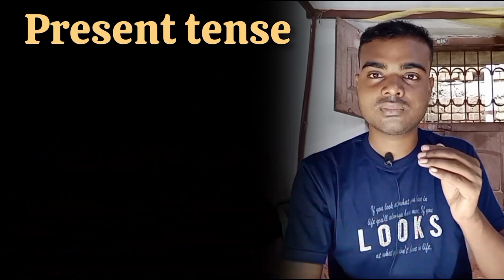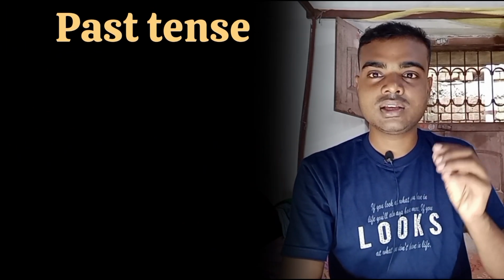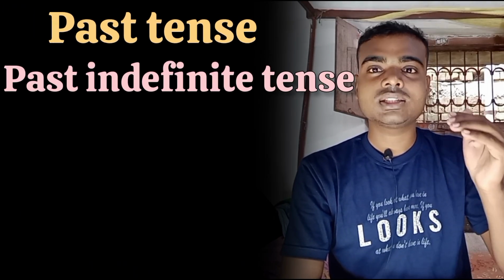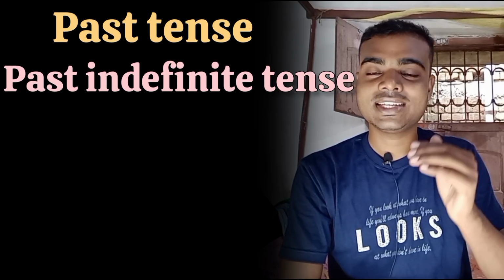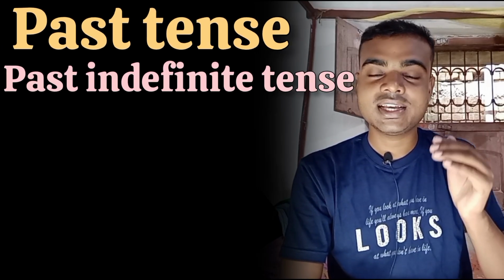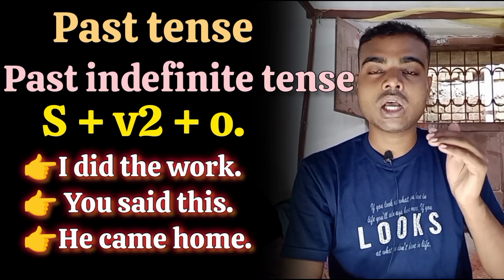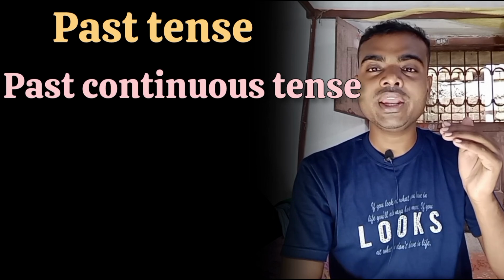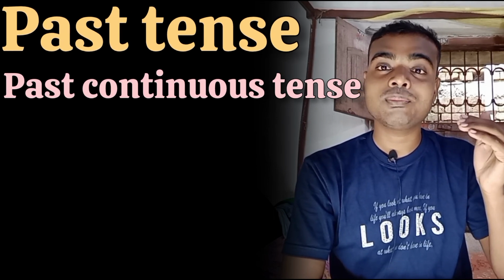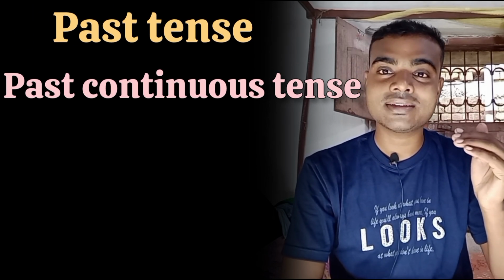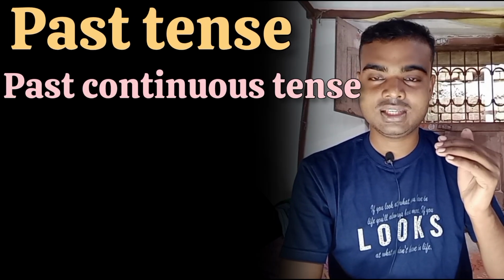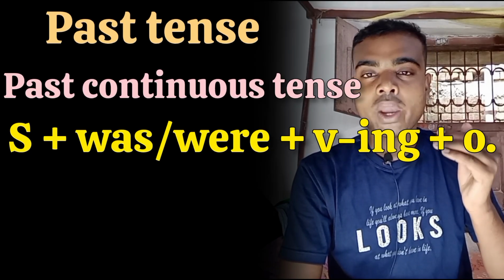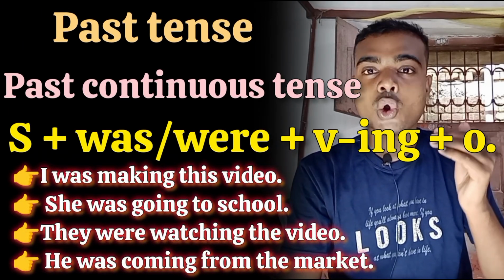For past tense, past indefinite tense, whatever we did, those are past indefinite tense. The structure is subject plus verb 2 plus object. Past continuous tense, whatever we were doing in the past, those are past continuous tense. The structure is subject plus be verb was or were plus verb ing plus object.